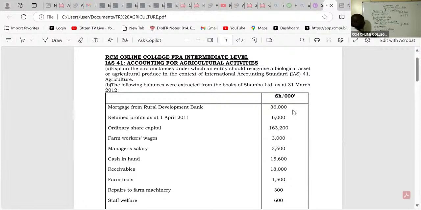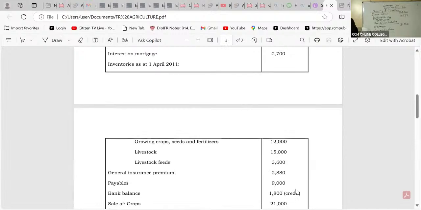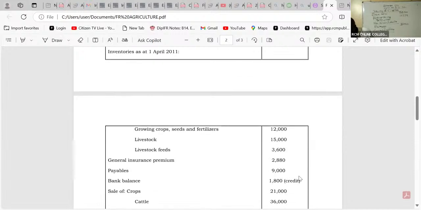So current liabilities, ladies and gentlemen, what we have there, very many. We have payables. Remember payables. If we simply come here, you will see a place where we have payables. Payables of how much? 9,000, isn't it? Payables of 9,000.